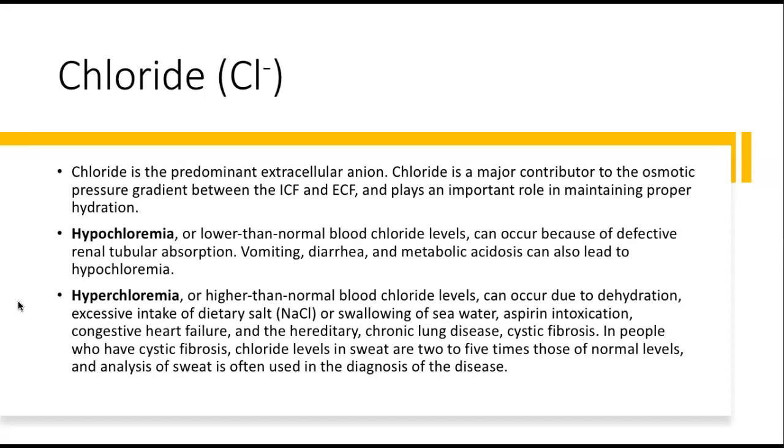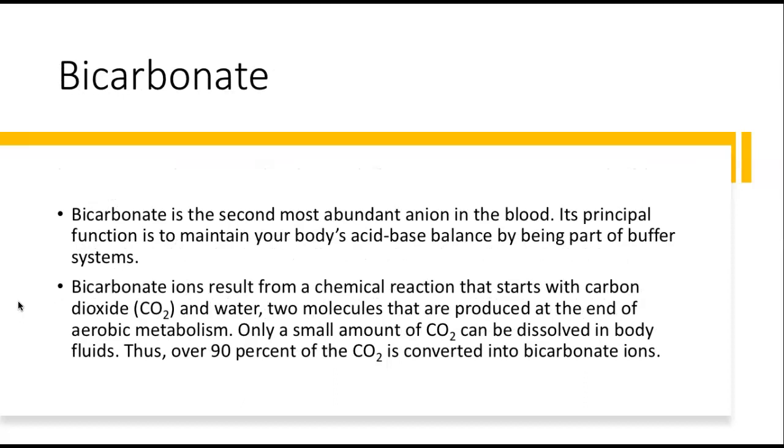And then on the other end, hyperchloremia is a higher than normal blood chloride level. That can occur due to dehydration, excessive intake of salt, swallowing seawater, taking too much aspirin, congestive heart failure, and hereditary chronic lung disease or cystic fibrosis. In fact, in people who have cystic fibrosis, chloride levels in sweat are 2 to 5 times those of normal levels, and analysis of sweat is often used to diagnose cystic fibrosis.